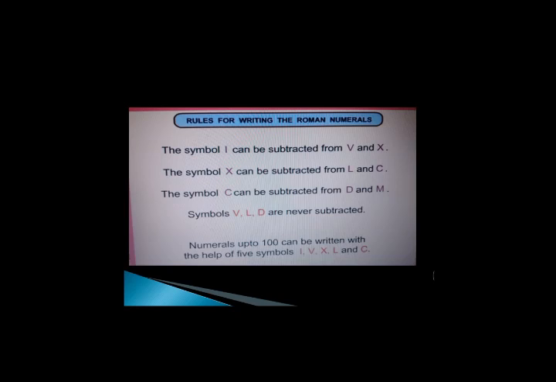Let's see. The symbol I can be subtracted from V and X. Same way, the symbol X can be subtracted from L and C. Similarly, the symbol C can also be subtracted from D and M. But the symbols V, L and D are never subtracted. We cannot subtract these symbols. So numerals up to 100 can be written with the help of 5 symbols: I, V, X, L and C.